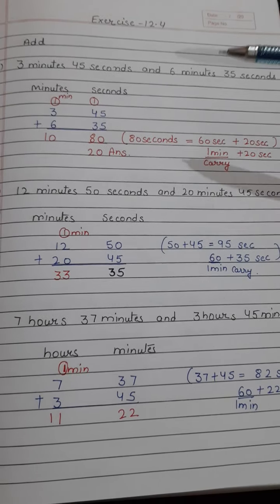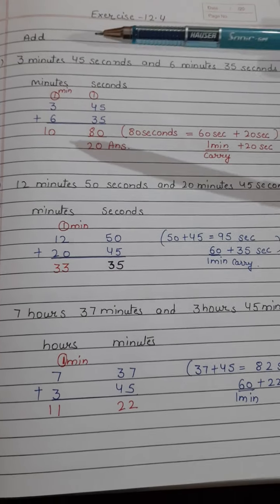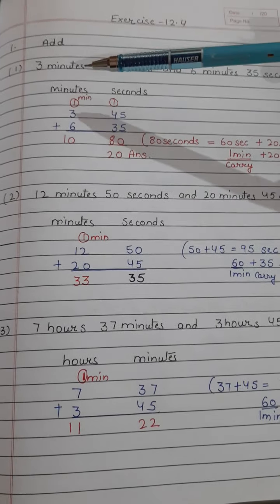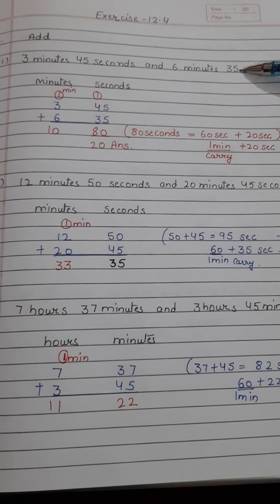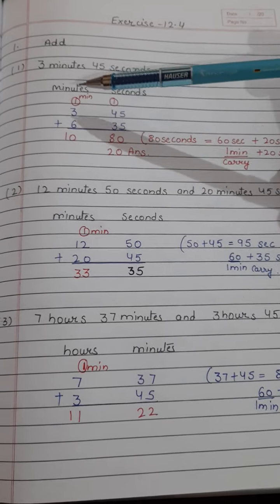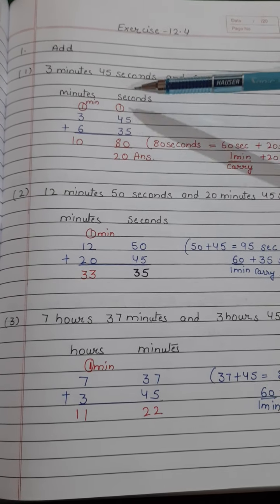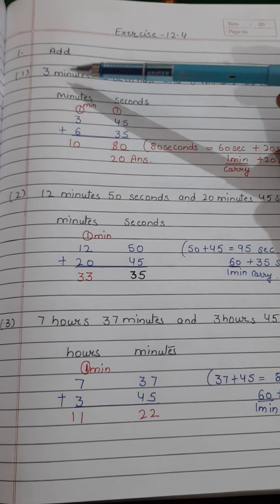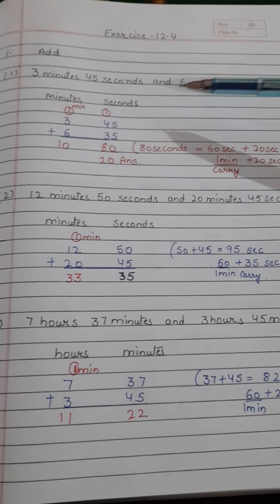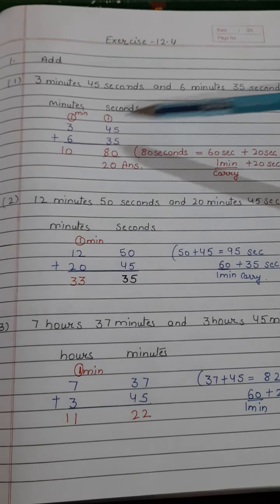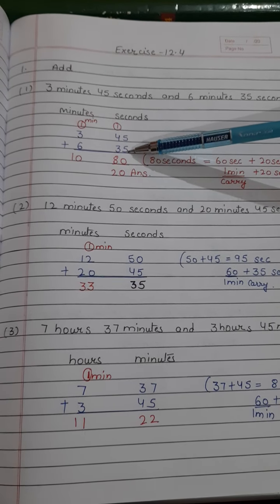Starting exercise 12.4 everyone. So look here, this is the addition we have to do. First part is 3 minutes 45 seconds and 6 minutes 35 seconds, we have to add. Column-wise you have to write one side minutes and one side seconds. First one is 3 minutes, so it will come in the minute column. 45 seconds, so 45 will come here. 6 minutes, so 6 will come in the minute column, and 35 seconds, so 35 will come in the second column.